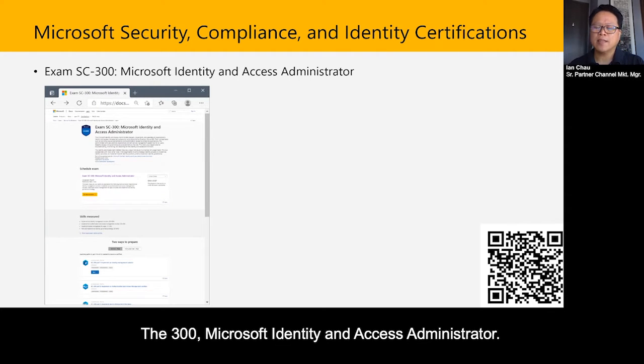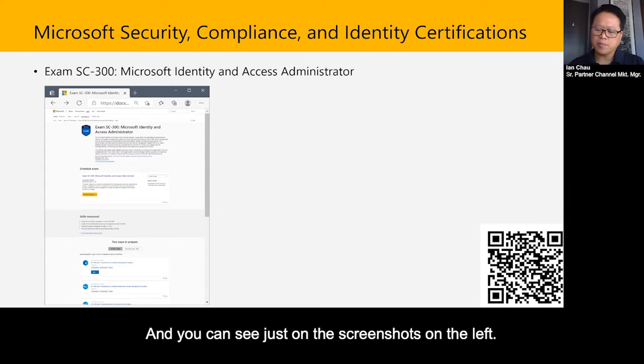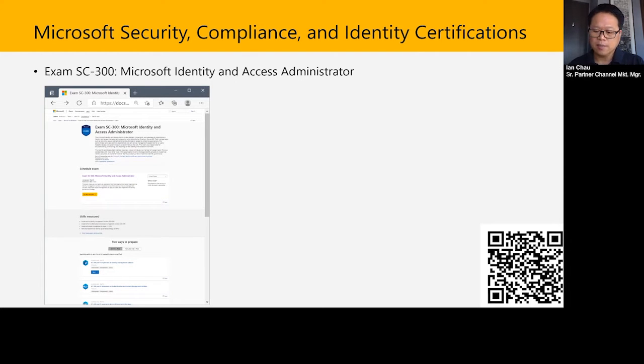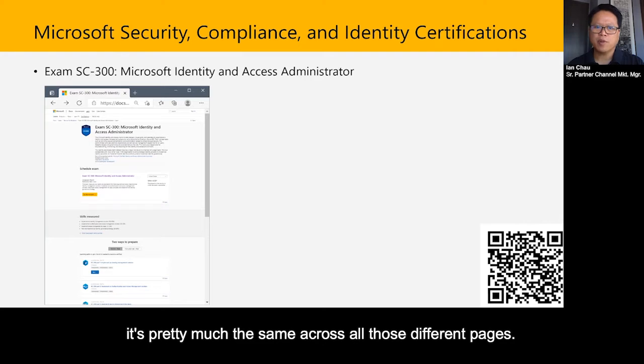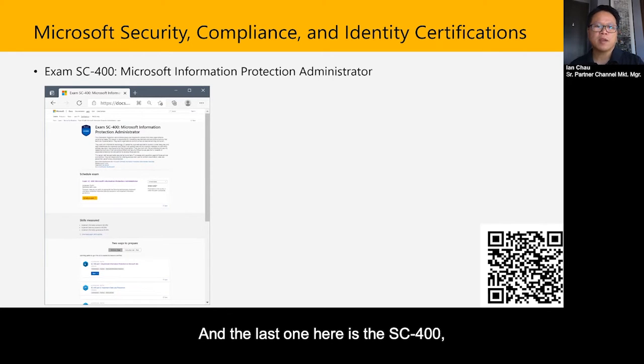300, Microsoft Identity and Access Administrator. And you can see just on the screenshots on the left, the structure of that page is very, very structured. You can see that it's consistent. And if you wanted to look for any one particular piece of information, it's pretty much the same across all those different pages. And the last one here is the SC400, the Microsoft Information Protection Administrator.